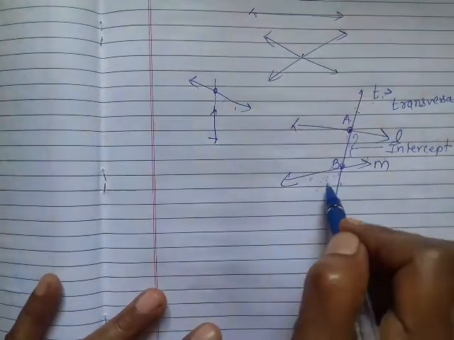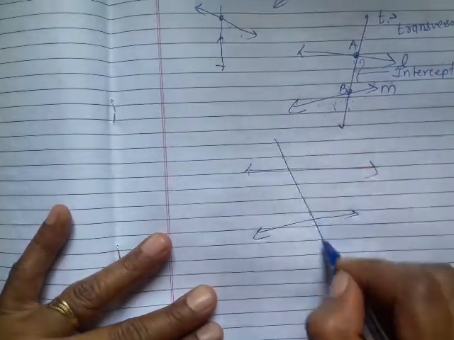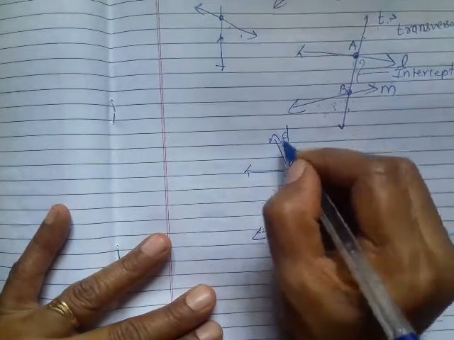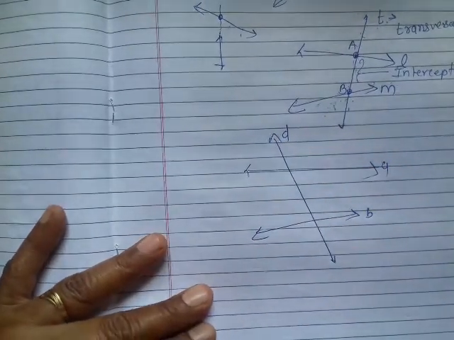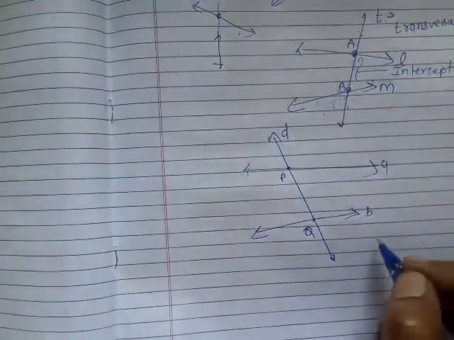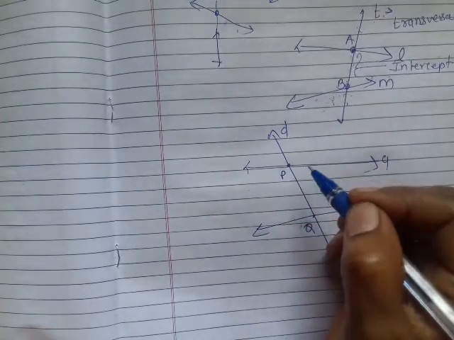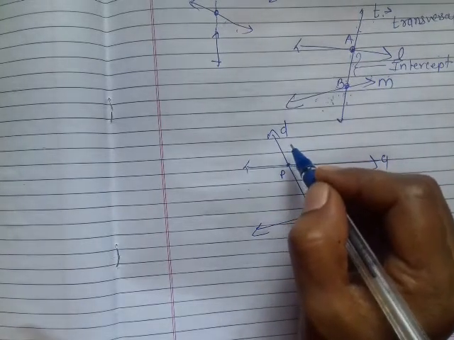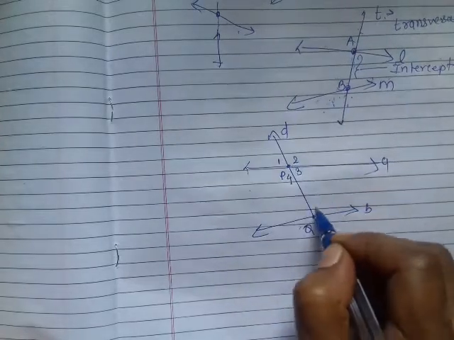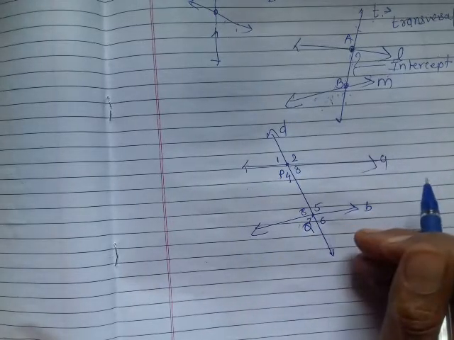Now because this is a transversal, suppose I draw two lines, small a and b, and a transversal D intersecting these lines in points, suppose P and Q. Now at P and Q, how many angles are they forming? I will just number them. See how many angles they are forming. Here 1, here 2, here 3, here 4, here 5, here 6, here 7, here 8. Means a total of 8 angles are forming.